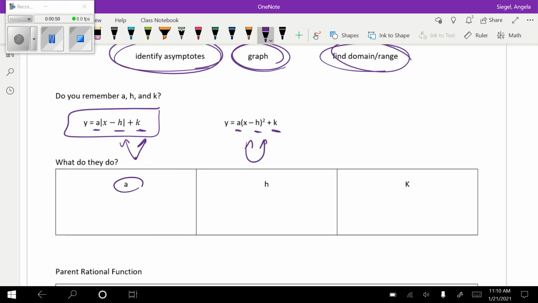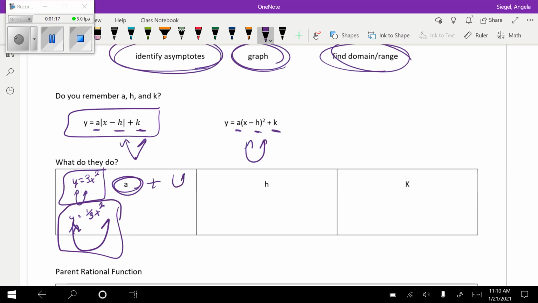So the A, that made the graphs fat or skinny. So if I had like y equals 3x squared versus y equals 1/3 x squared, the 3x squared would make it skinny, the 1/3 x squared would make it fat. Also, if A is positive, it made my parabola or absolute value open up, and if it was negative, it would make it open down.